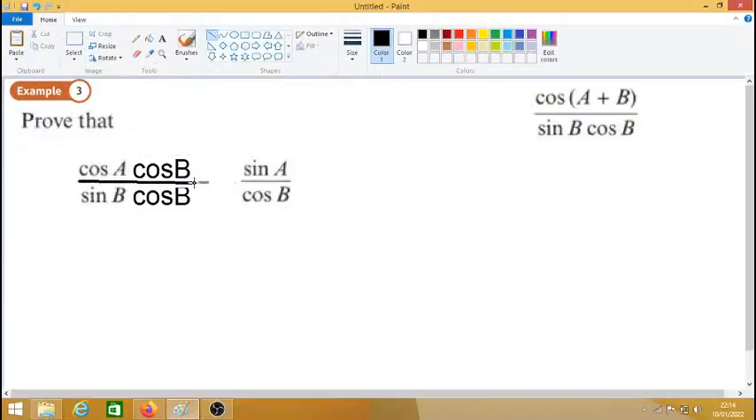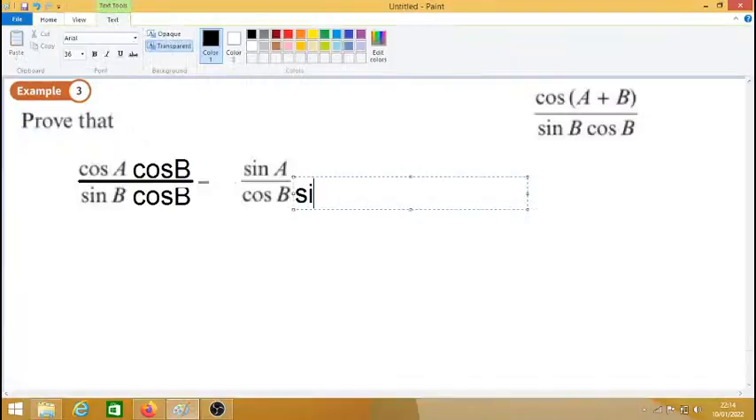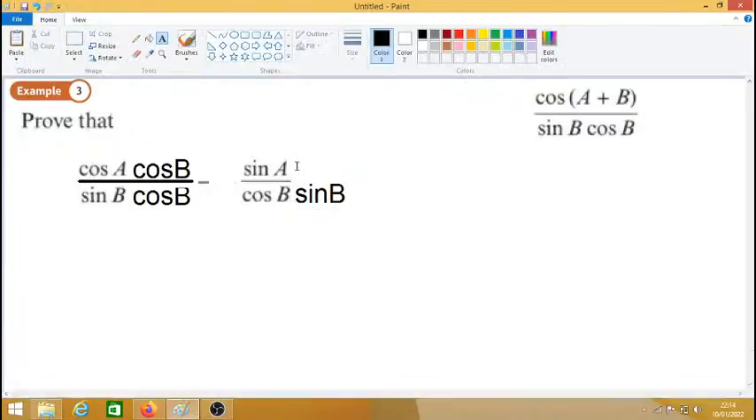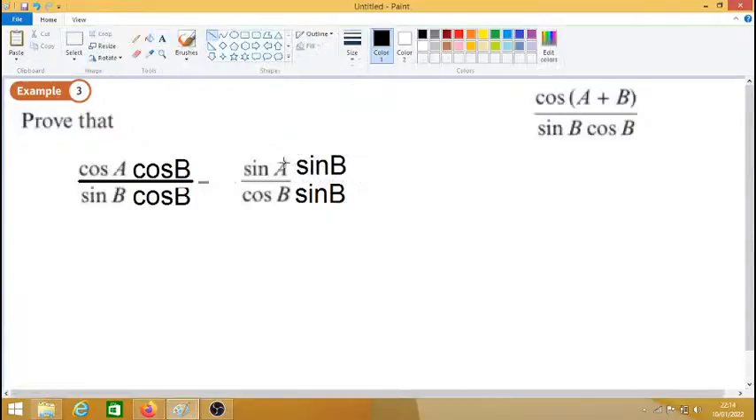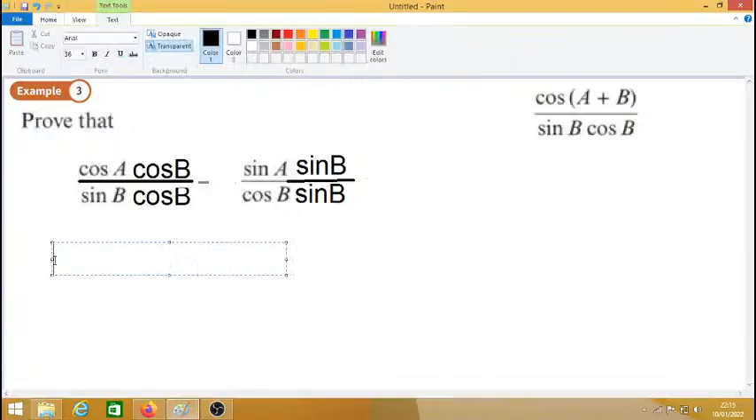Think about the second fraction, what I'm going to have to do there. Here the second fraction's got cos B on the bottom. That's fine. What I then need is a sine B to make sure the denominator matches. So sine B multiplied on the top and on the bottom. And now the denominators match. Sine B cos B is the same as cos B sine B. So that means I can go ahead and subtract the two fractions.